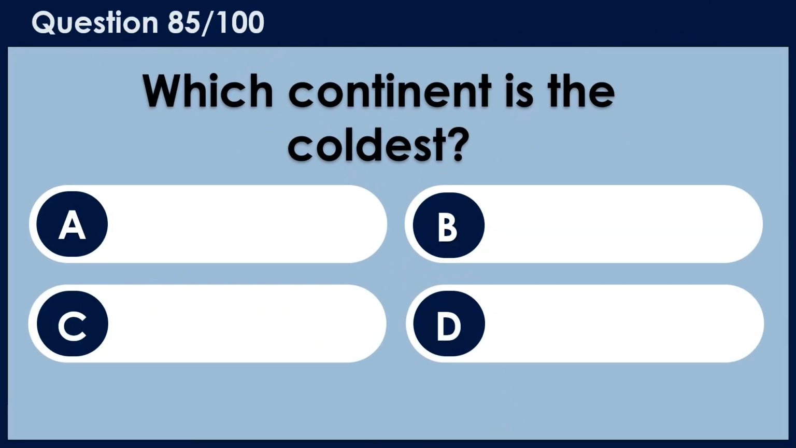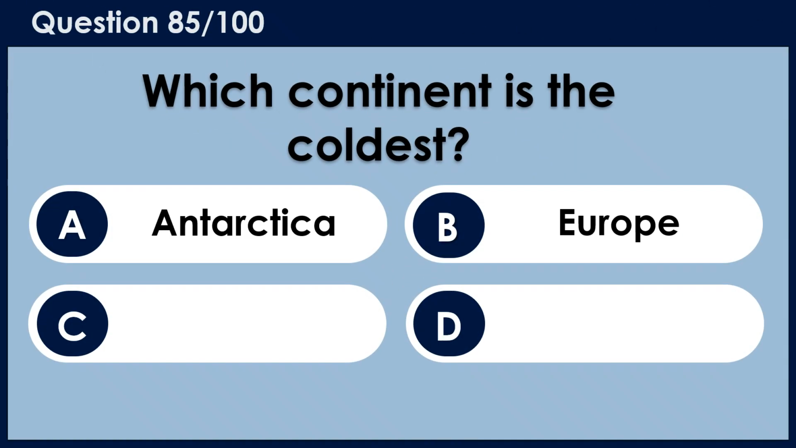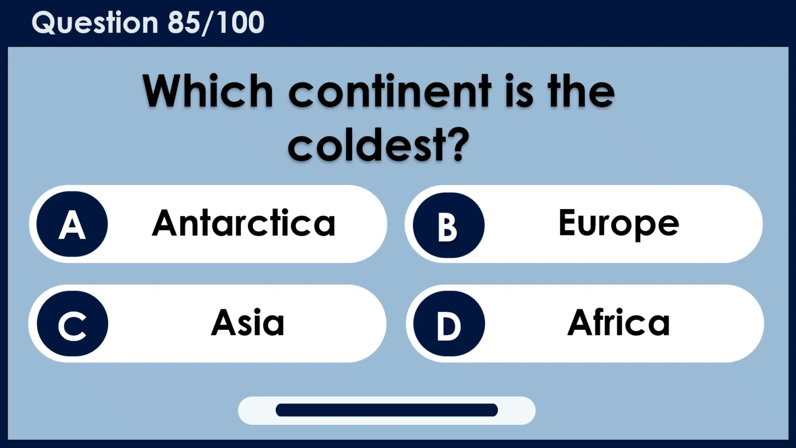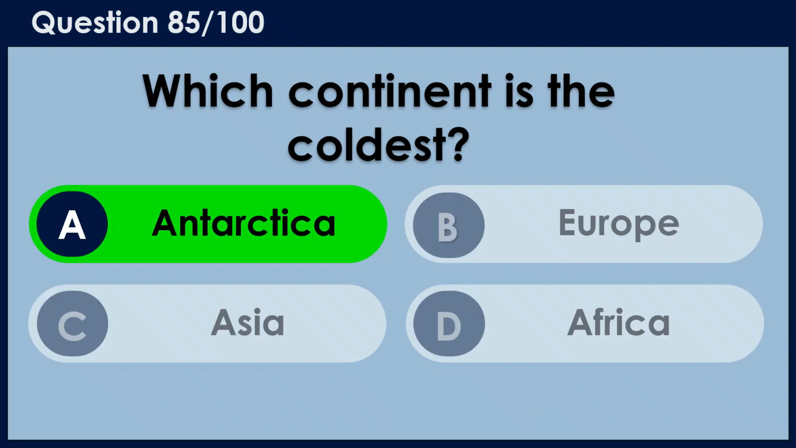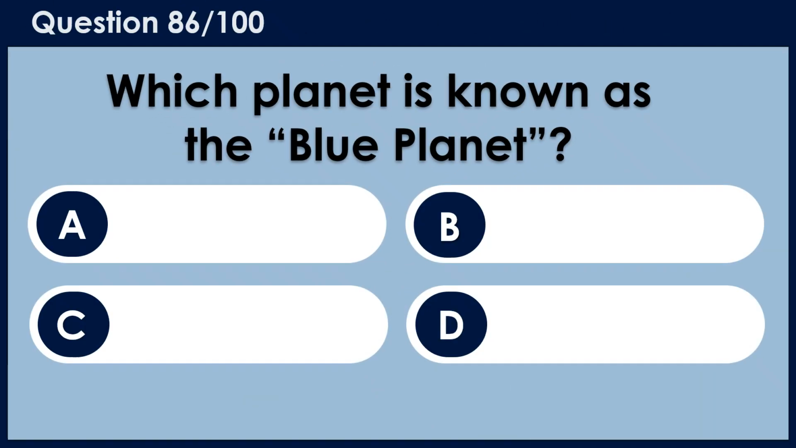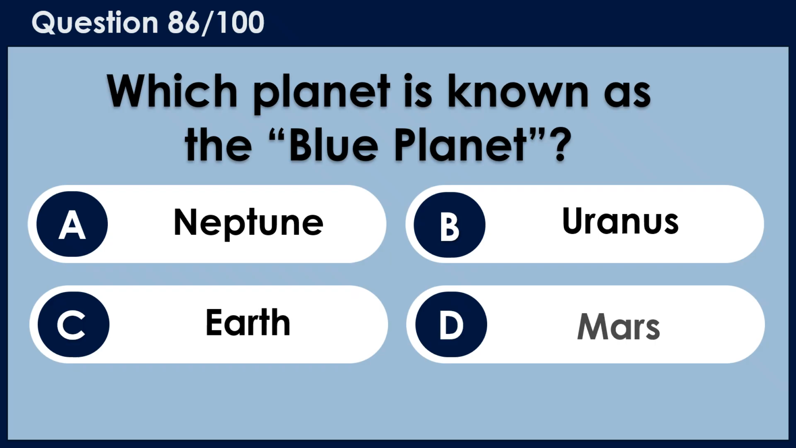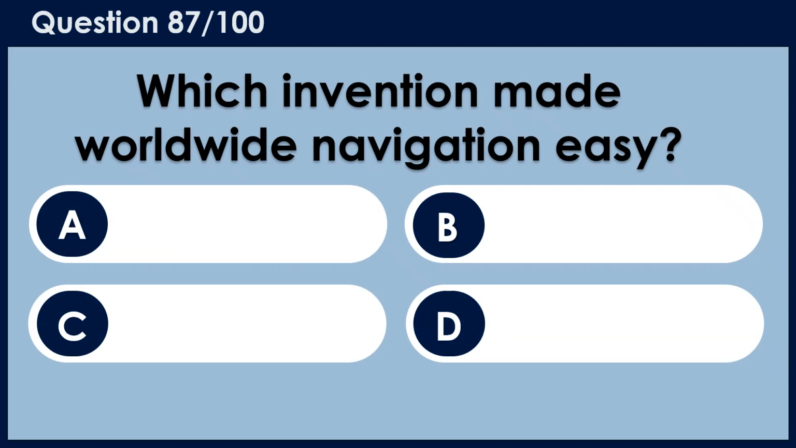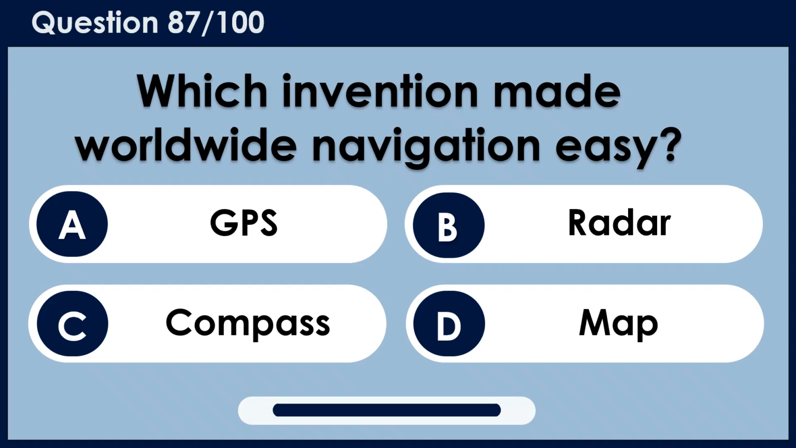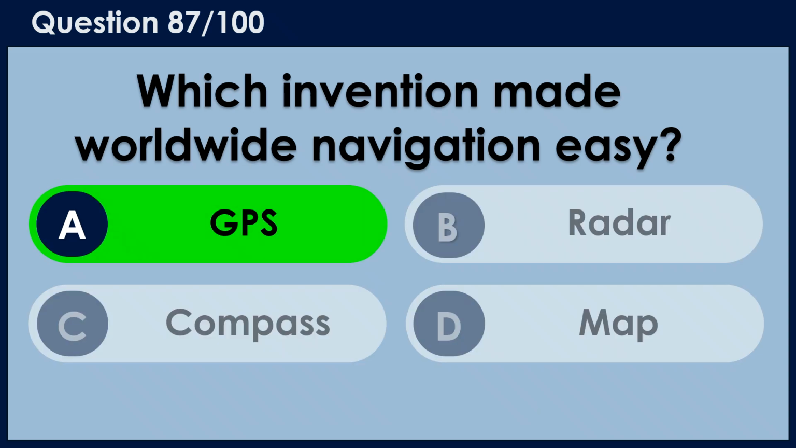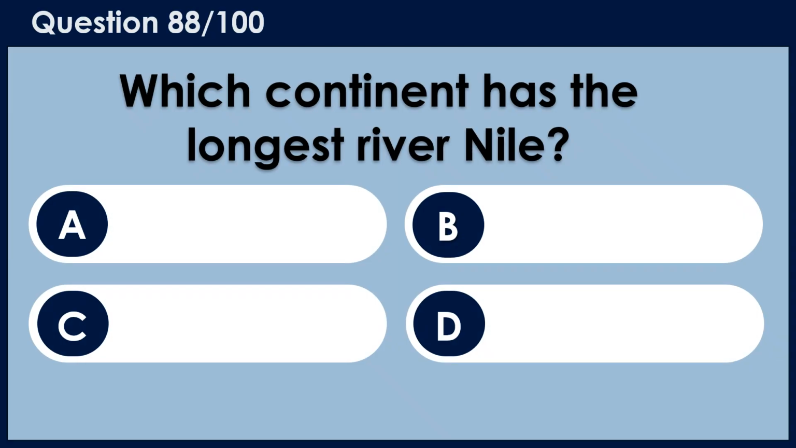HTML. Which continent is the coldest? Antarctica. Which planet is known as the blue planet? Earth. Which invention made worldwide navigation easy? GPS. Which continent has the longest river Nile?